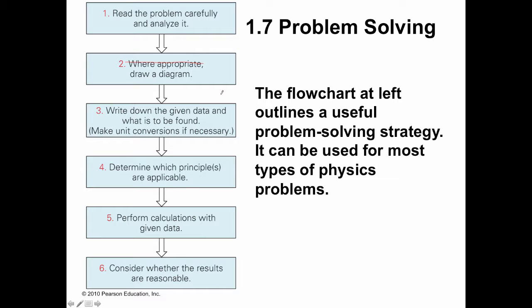Consider whether the results are reasonable. If I'm given a problem where it says that I'm going to have a 5 kilogram weight and it's going to be accelerated at 2 meters per second, and I do all my calculations and I get 1 million newtons of force, that doesn't seem reasonable. And so we always want to double check and think, is this answer reasonable?